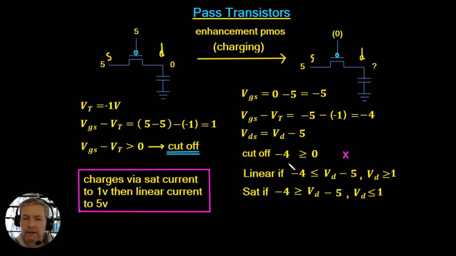So that is -4 is less than or equal to VDS, which is VD minus 5. So we take this -5 across, it becomes +1. So it's linear if VD is greater than or equal to 1. Now equally we can check for the saturation.